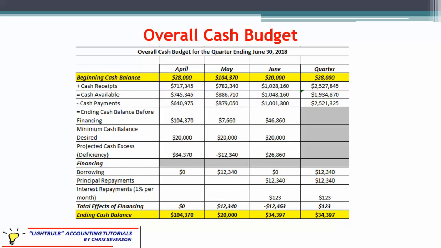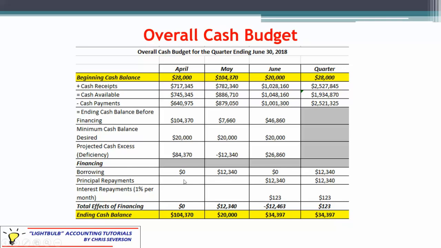So in April, we have $104,370, which is well above our minimum cash balance of $20,000 that we want to make sure to always hit. So that tells us we're $84,370 above where we need to be. In other words, we don't need to borrow. We're well above our $20,000 minimum, so we don't have to borrow.